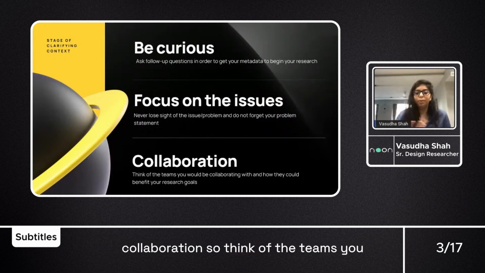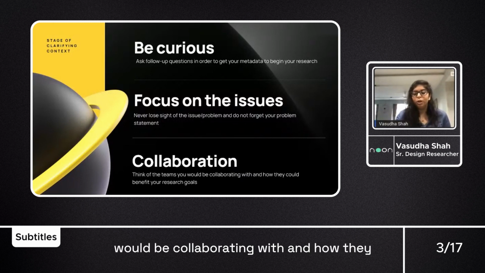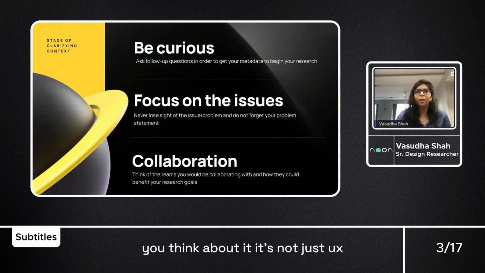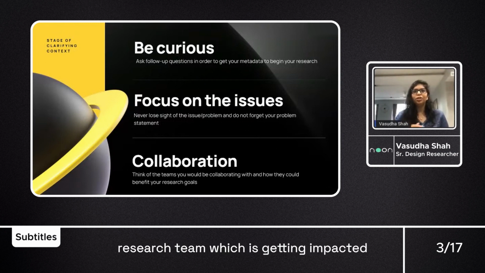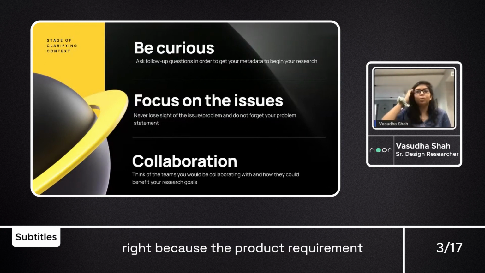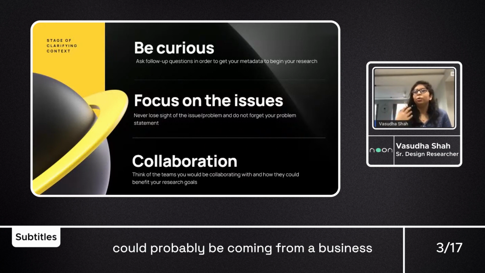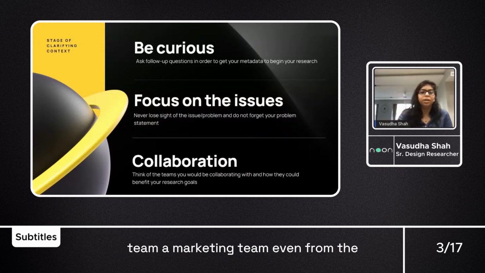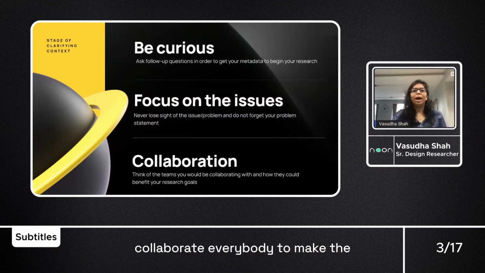And the third one is collaboration. So think of the teams you would be collaborating with and how they could benefit from your research goals. If you think about it, it's not just the UX research team which is getting impacted, right? Because the product requirement could probably be coming from a business team, a marketing team, even from the design team, right? So you got to collaborate with everybody to make the product outshine.